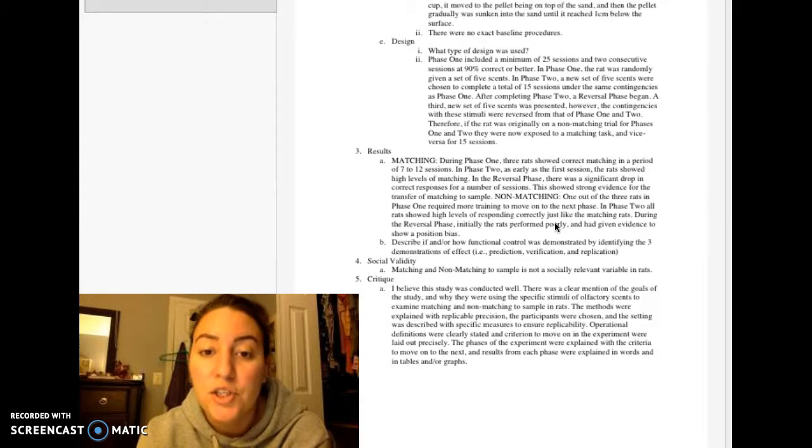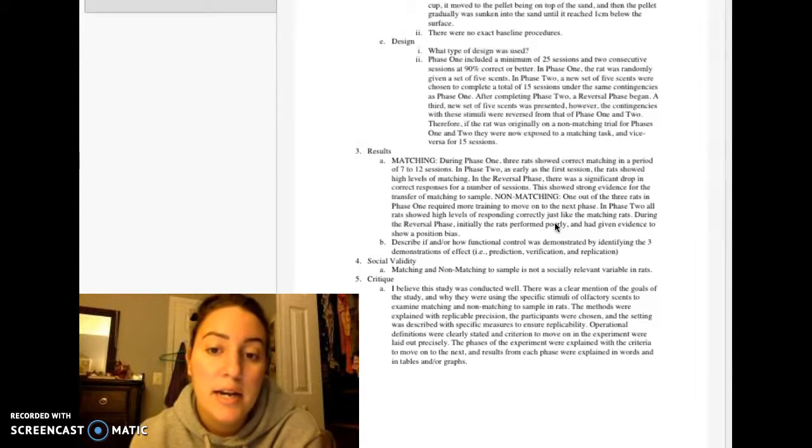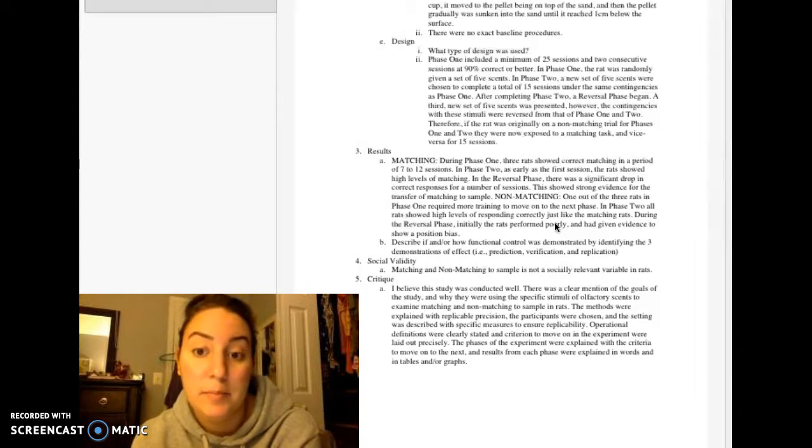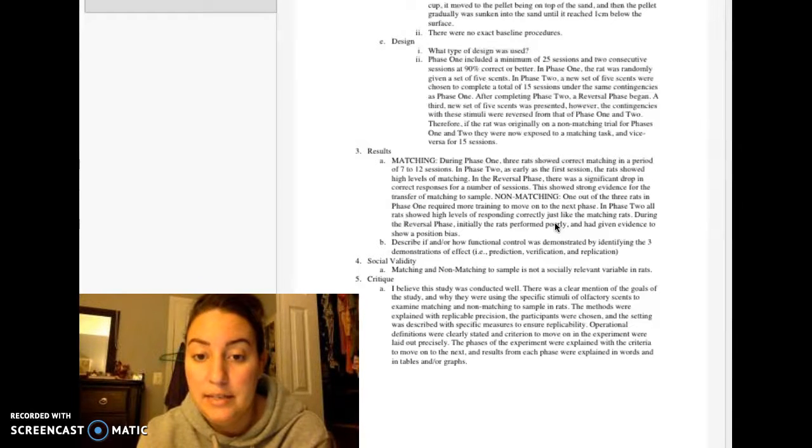So I believe that this study was conducted very well. There was a clear mention of the goals and why they were using the specific olfactory stimuli that they chose. The methods were explained with replicable precision. And the operational definitions were clearly stated, and the criteria to move on in the experiment were laid out very precisely.